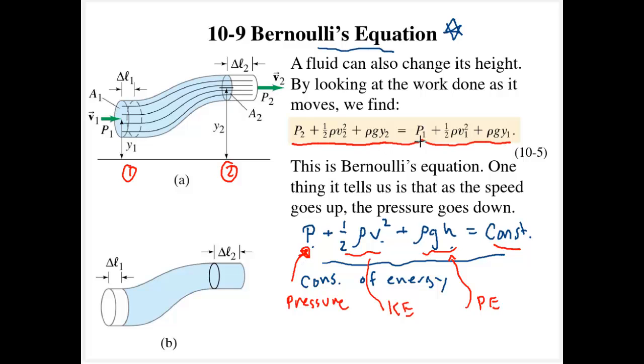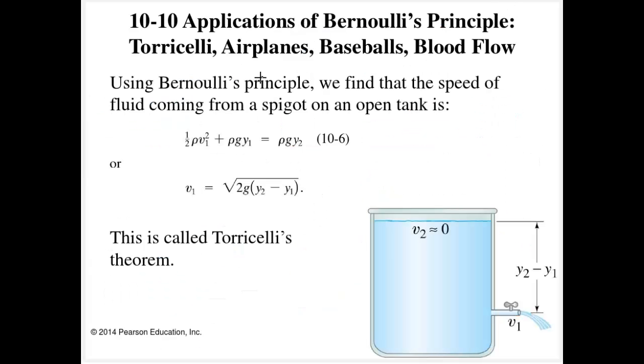And this is very much like the conservation of energy for the mechanics stuff we looked at. This is a very powerful equation. We can use Bernoulli's principle to figure out the speed of water coming out of a spigot, where if we take a look at our setup right here, we have some water coming out of a spigot down here.